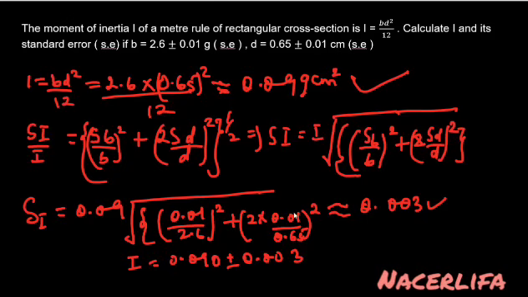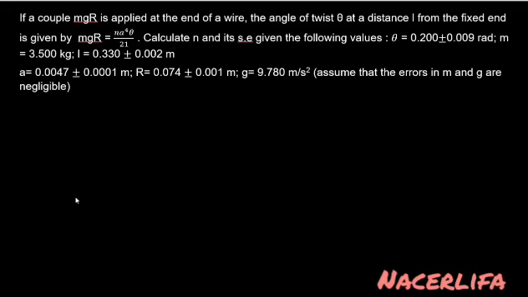Now let us look at another problem. This question says, if a couple mg R is applied at the end of a wire, the angle of twist at a distance L from the fixed end is given by this. Calculate N and E standard error given the following values. You have values of theta, the value for M in kilogram, the value of L, length in meter, the value of A in meter also, the value of R in meter, and the value of G in meter per second squared. So how do we go about this?